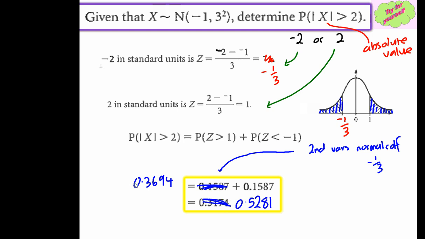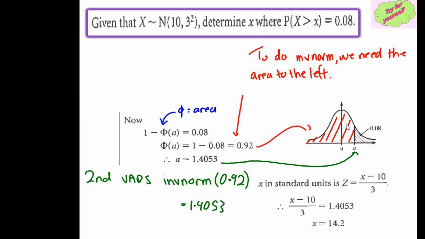And you add that one to that one, and you get this value. I think there was a mistake in the previous answers. Alternatively, you could just do 1 minus this little area here. So you could work out this one by going second vars normal CDF, lower bound -1/3, upper bound 1, and work out that answer, and then do 1 minus that, because the area under the whole curve is 1. That would work too. Here's our last one.